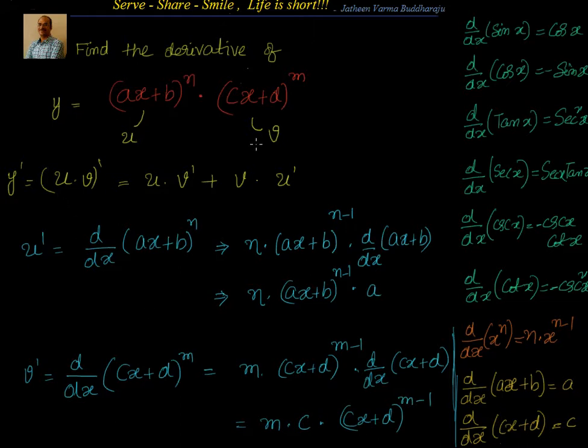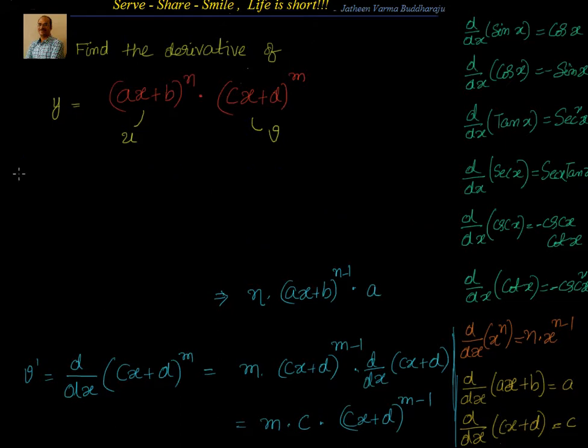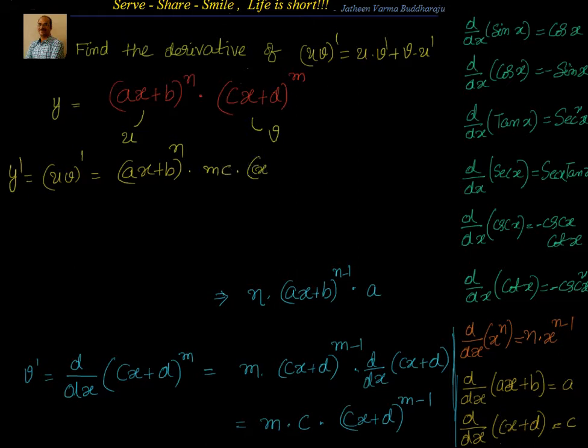So we know u, we know v, we know u dash, we know v dash. So why can't we go ahead and write the formula? Let's do that. I'll write down y dash equal to (uv) whole dash equal to u into v dash, that is (ax plus b) whole to the power of n into v dash. I'll write down the formula here again: (uv) whole dash equal to u into v dash plus v into u dash. So u is (ax plus b) whole to the power of n multiplied with v dash, that is mc into (cx plus d) whole to the power of m minus 1. That we have to add now, u v dash plus v into u dash.